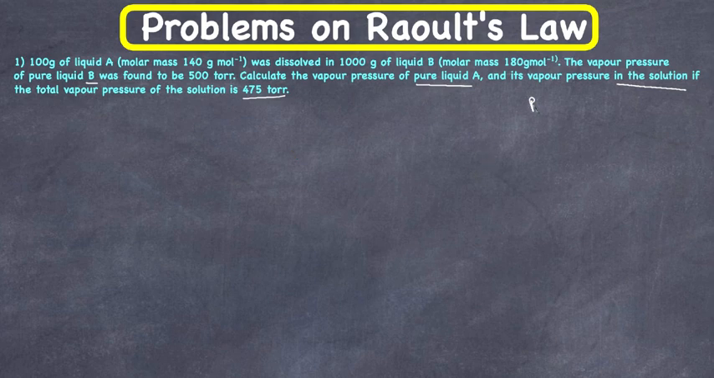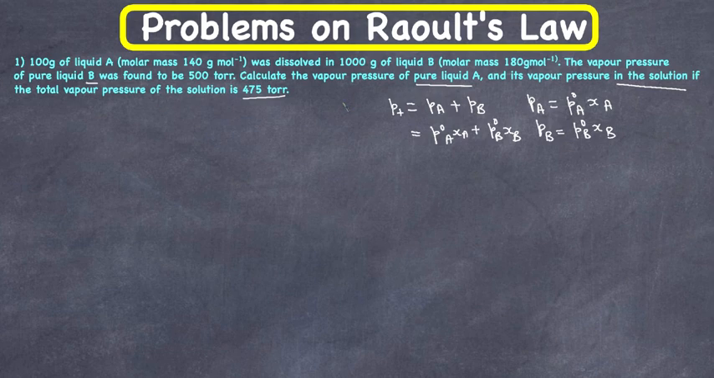So we know that PA, partial vapor pressure of A, is equal to P naught A, which is the vapor pressure of pure liquid, multiplied by its mole fraction, and similarly PB is equal to P naught B XB, and we also know that PT, the total pressure, is going to be PA plus PB, and that is P naught A XA plus P naught B XB.